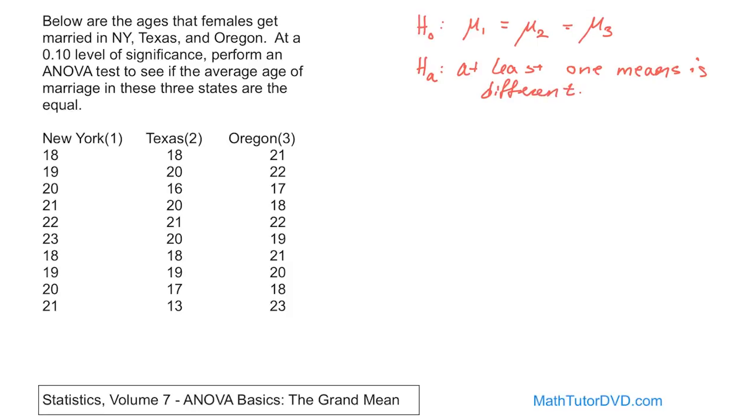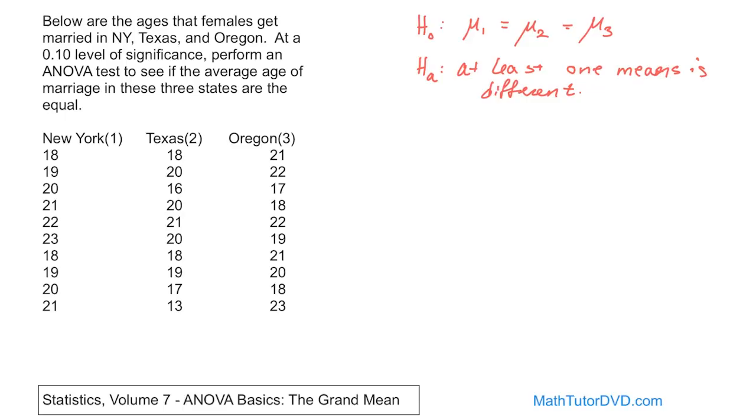And I want to remind you, we did talk about it in the last section, that even at the end of this test, I'm really not going to know which of these means is different, if any of them are different. I'm just going to know that one of them is different. You have to do different testing beyond the scope of Anova to figure out which one of them is different.